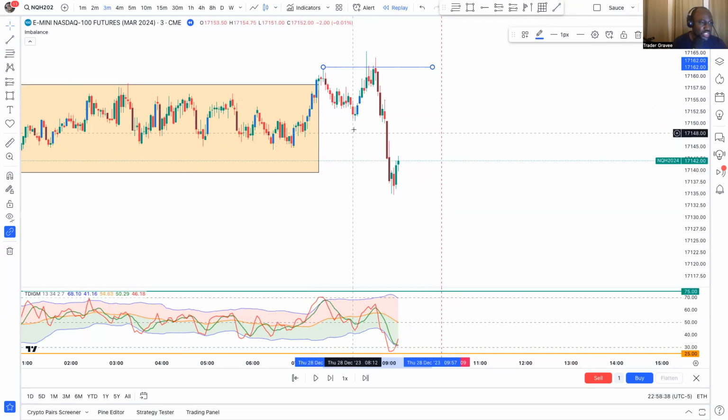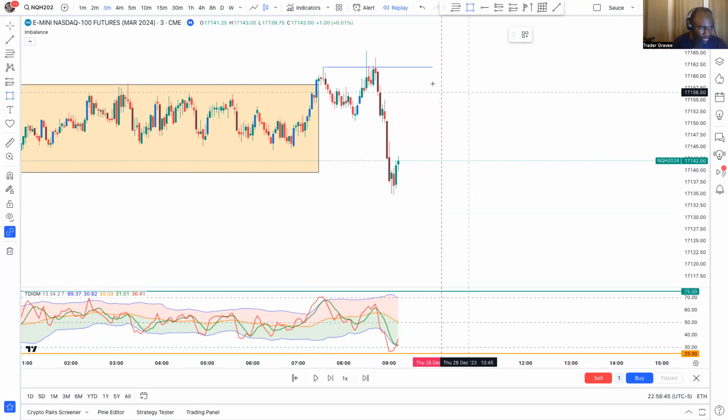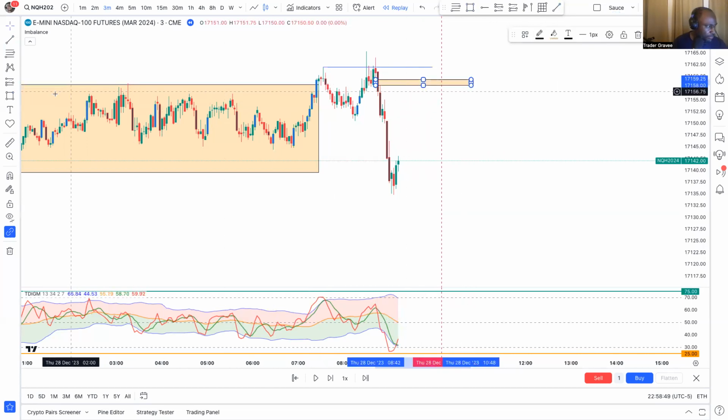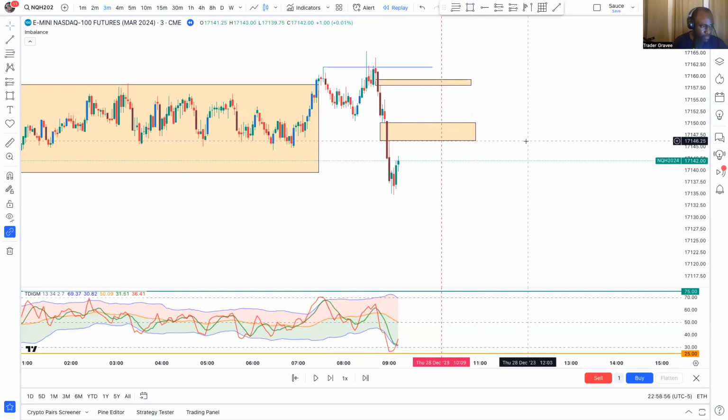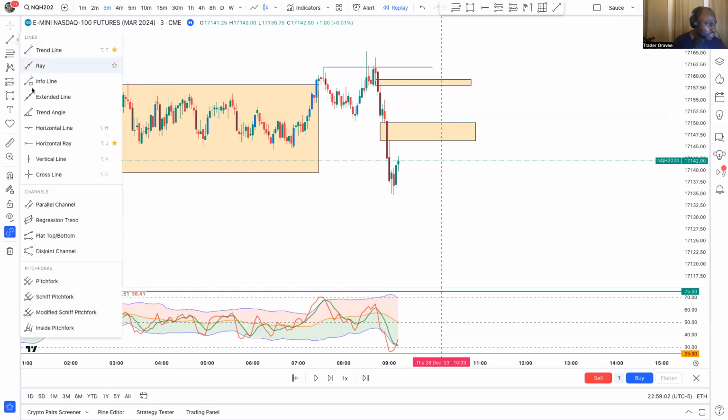So what you'll want to see is price come back somewhere in this area, either in this fair value gap, right? Or this fair value gap. These are things you want to see in the market. And these are things that I'll be looking for, guys.